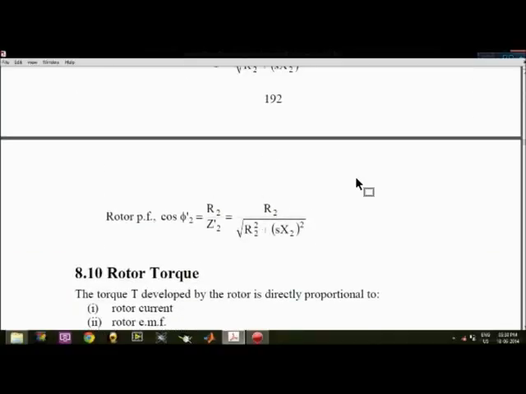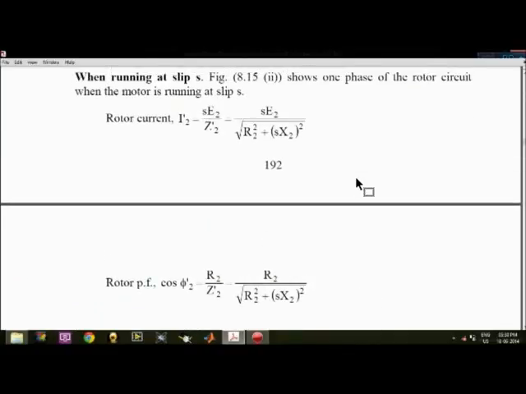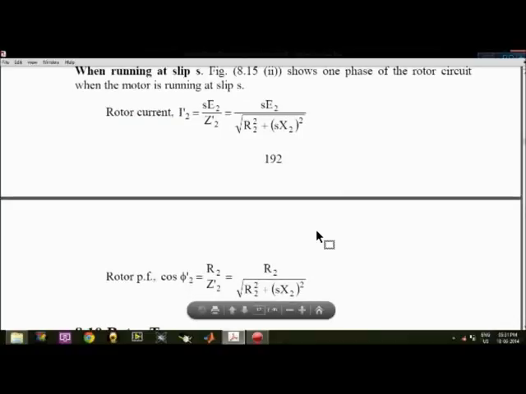So the rotor power factor is cos phi equals R2 by Z2 dash, and hence all the parameters will change accordingly. When you consider the slip, these parameters are changing. You can see the net voltage is changing as per the previous example. In this case also the net reactance is changing as per the previous example.